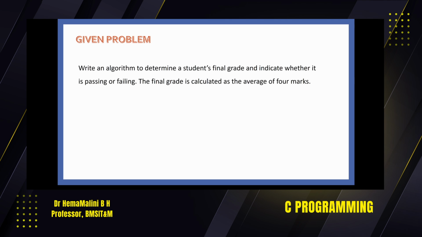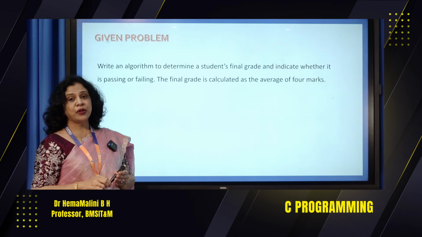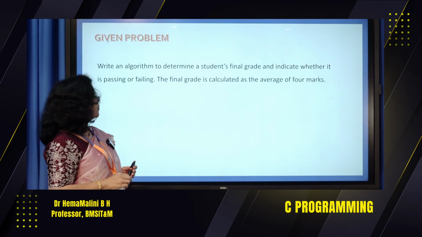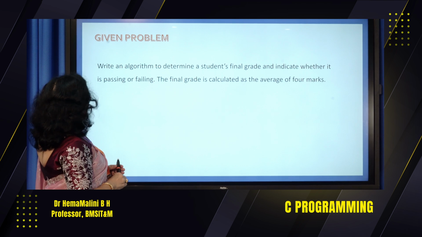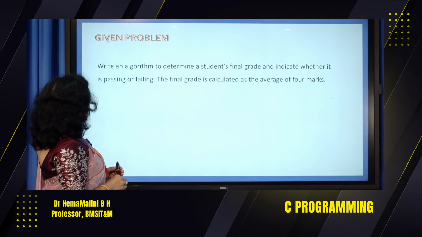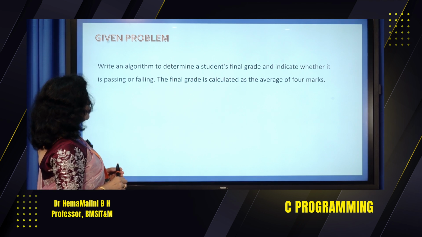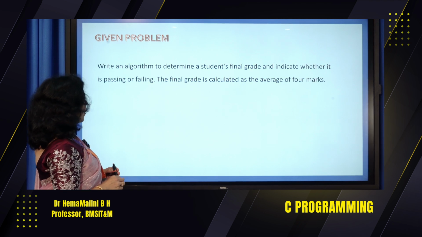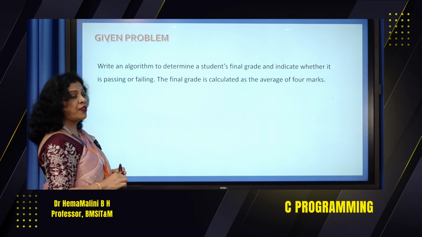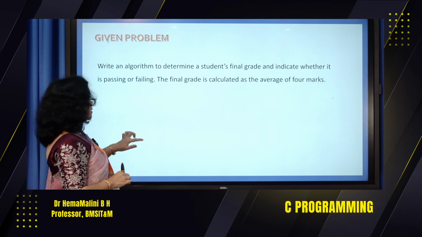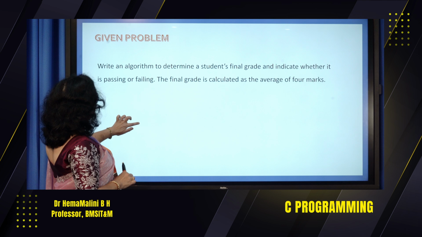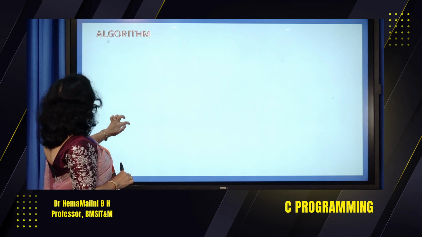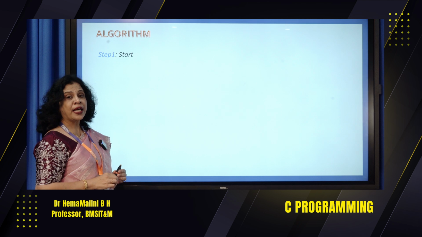So, let us see how to write one more program. You have a given problem: write an algorithm to determine a student's final grade and indicate whether it is passing or failing. The final grade is calculated as the average of 4 marks. So, this is the question. Now, we will have to write an algorithm for this. So, how do we write the algorithm?